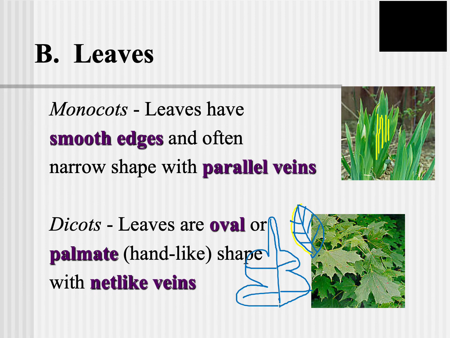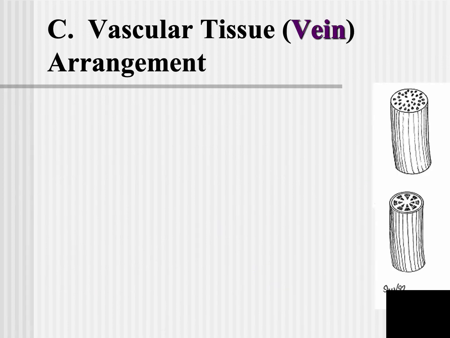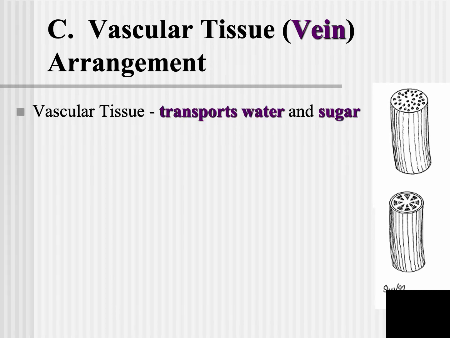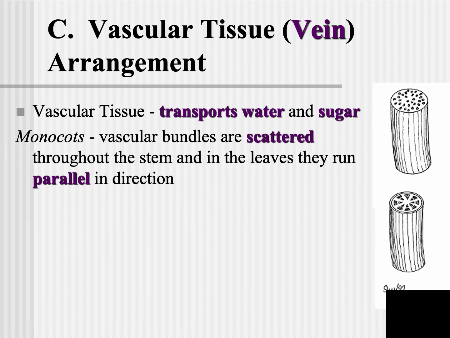Now, let's say that we don't have any flowers or leaves. We take a look at the vascular tissue. So remember, we're talking about those tubes that run through the body of the plant. And if we cut open the vascular tissue, what we would find is that the monocots here, they are scattered throughout. So little dots throughout. So it would be like if you took the stem and you cut it open and looked down on it, you would see a pattern like that.